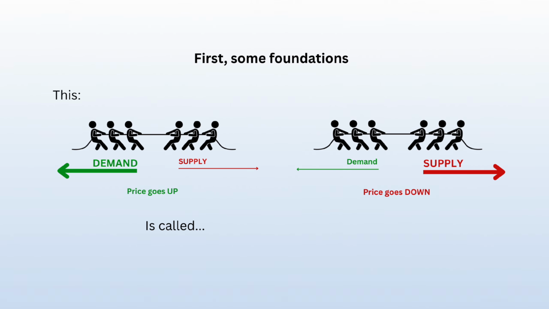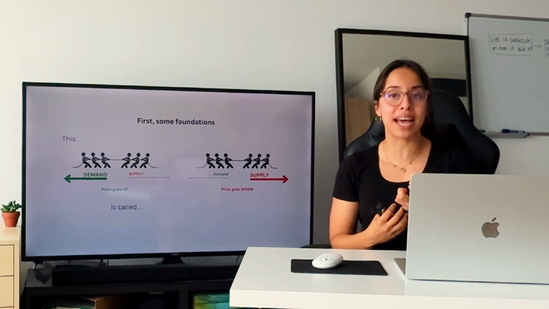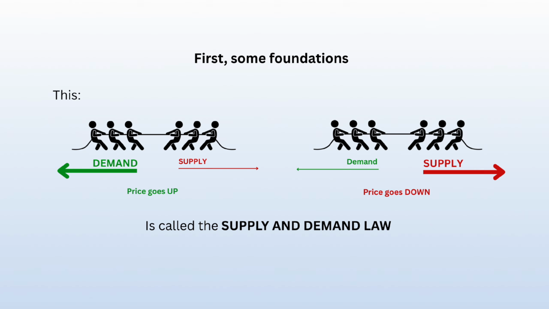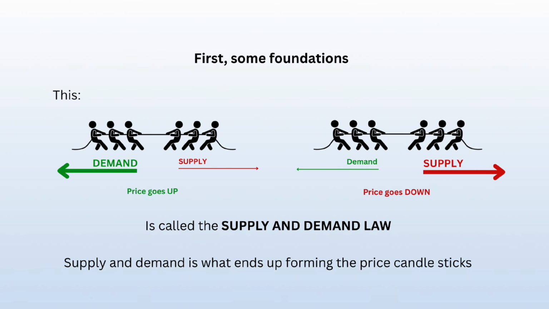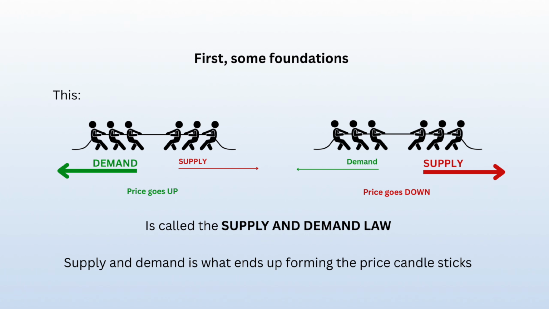So this constant fight between sometimes there being more buyers than sellers and sometimes more sellers than buyers is what results in an imbalance of supply and demand. And this is what we call the supply and demand law. And this is where supply and demand is what ends up forming the price candlesticks. Now let me read that one more time. Supply and demand is the thing that ends up forming the price candlesticks.